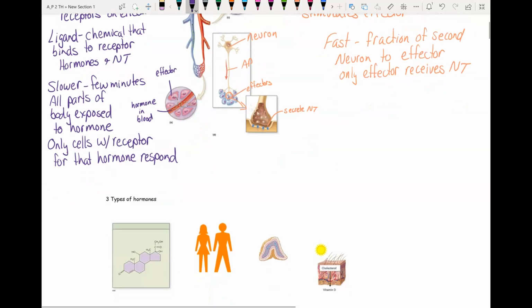It also has long-lasting effects. So a nerve signal only lasts for a fraction of a second, but hormones will continue to stimulate their effectors for minutes or several hours or even a couple of days.